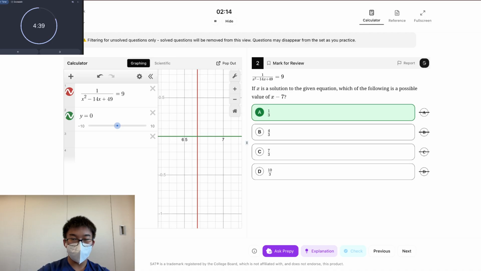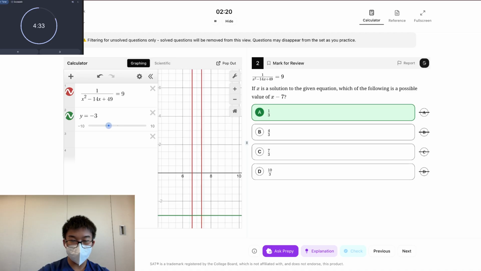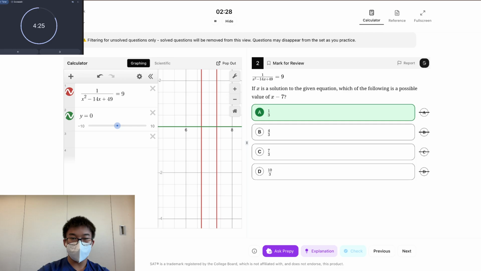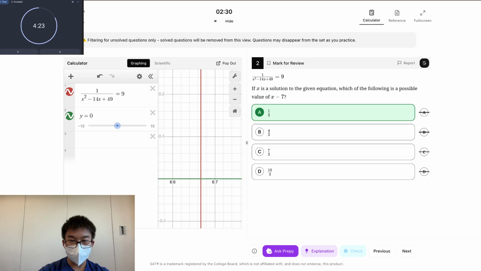Oh, that's a pain in the butt. I thought it would give you the actual dot. Interesting, does it not give you the dot? That is something new, I did not know. But anyways, you can see that. I don't know why it doesn't give you.